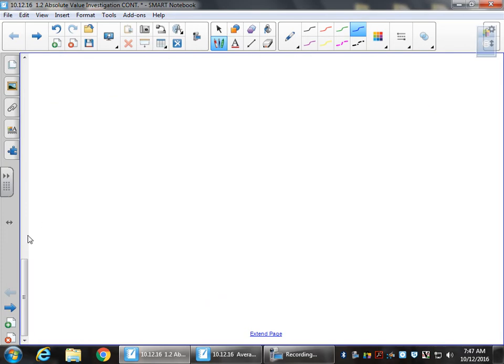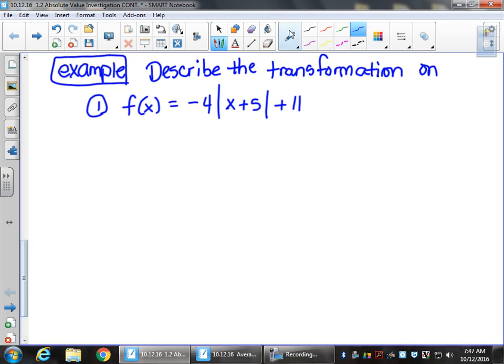Not much we can say about this now. Let's start talking about A. What is A? A equals negative 4. What can you tell me about this graph because you know A is negative 4? Opens which way? Opens down.